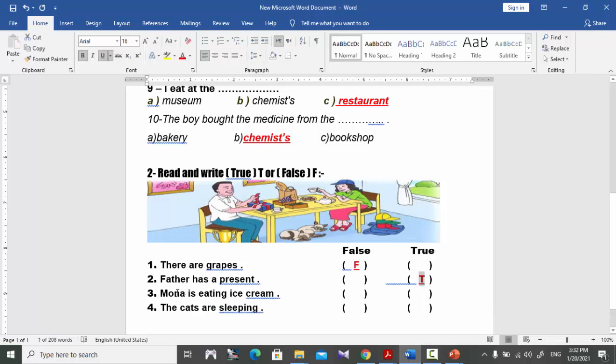Number three, Mona is eating ice cream. Here we have Mona. Mona is not eating, she is drinking something. So the answer will be false. Mona is eating ice cream, false. Sentence number four. The cats are sleeping. Okay, the cats are sleeping. True. Write down T.